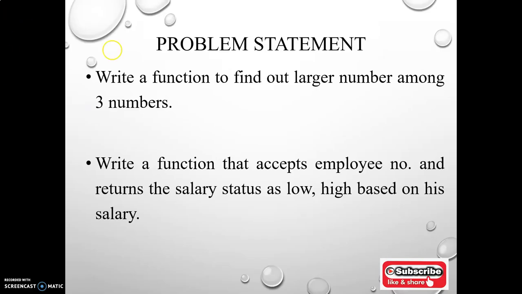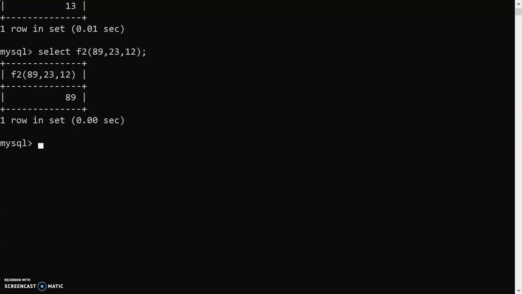Now the second problem statement: write a function that accepts an employee number and returns the salary status, whether it is low or high based on his salary. So how will we create that function? Again we have to start the delimiter, create function F3. We have to pass the employee ID of the instructor. So before creating the function, I will show you the records of the instructor table so that you will understand it.